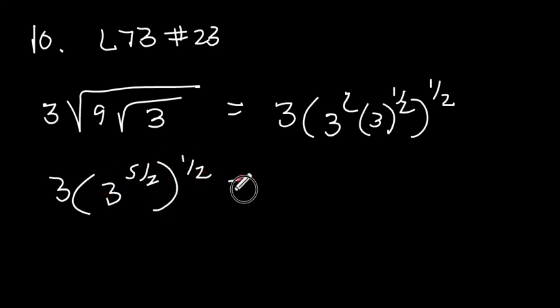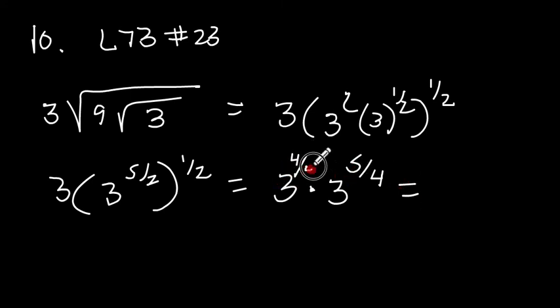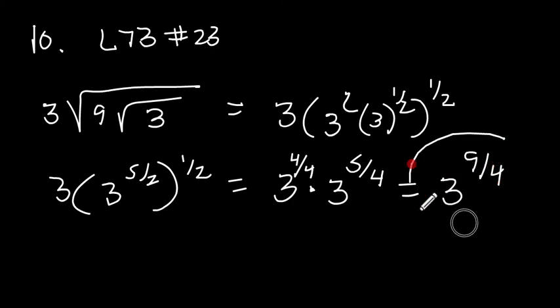Now we have a power to the power, so we multiply. 3 times 3 to the 5/4. Now bases are the same, so we add our exponents. The exponent on here is a 1, which is the same as 4 over 4. So it's 3 to the 9/4, and we are done.